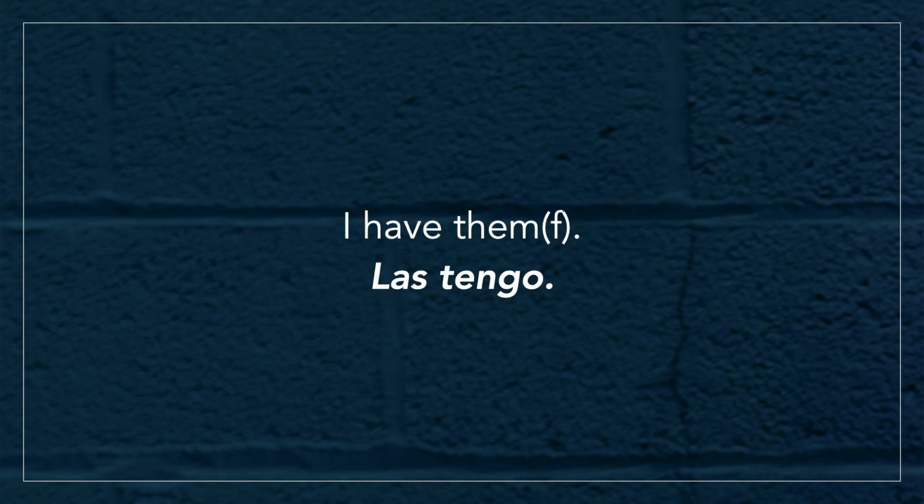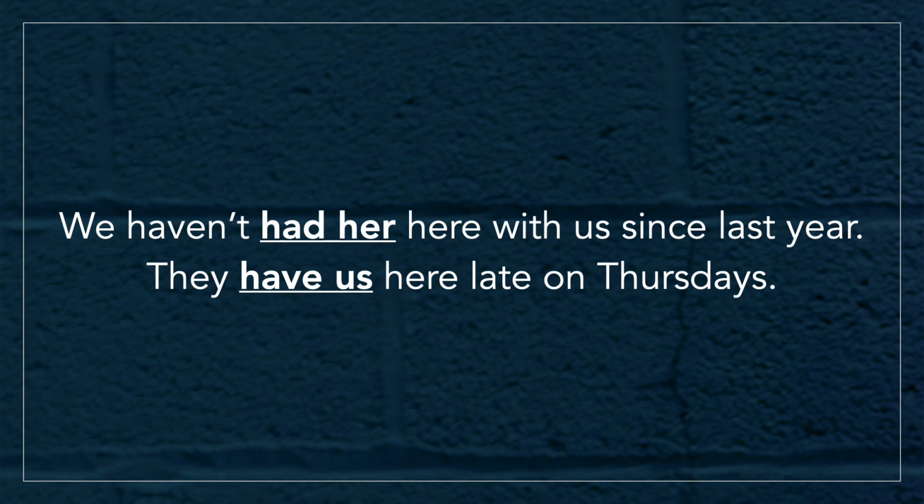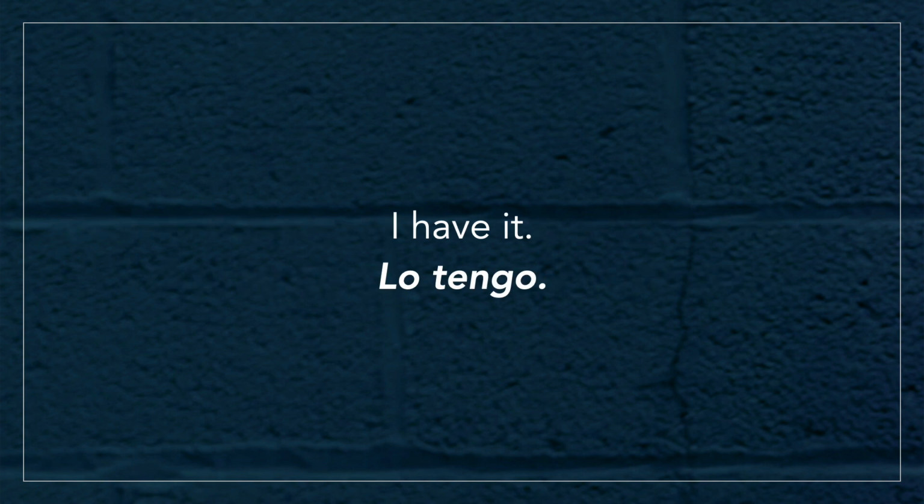It is a little weird to use this verb with pronouns that represent people, such as me and te and nos. But it does work in certain contexts, such as we haven't had her here with us since last year, or they have us here late on Thursdays. And from a purely grammatical standpoint, direct objects and tener get along really well with each other. Let's learn 2 more forms of tener.